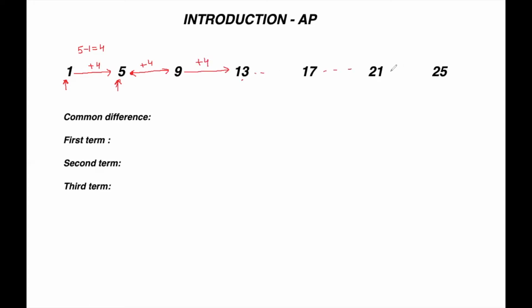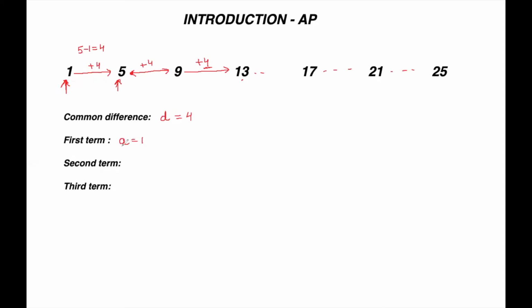The process will go on this way. What is this 4 that I have added? This is the common difference, right? Also denoted by D. So in this particular series, the D is equals to 4, right? What is the first term? The first term, as we have discussed, is 1. So the first term is also denoted by A. So A is equals to 1, right?